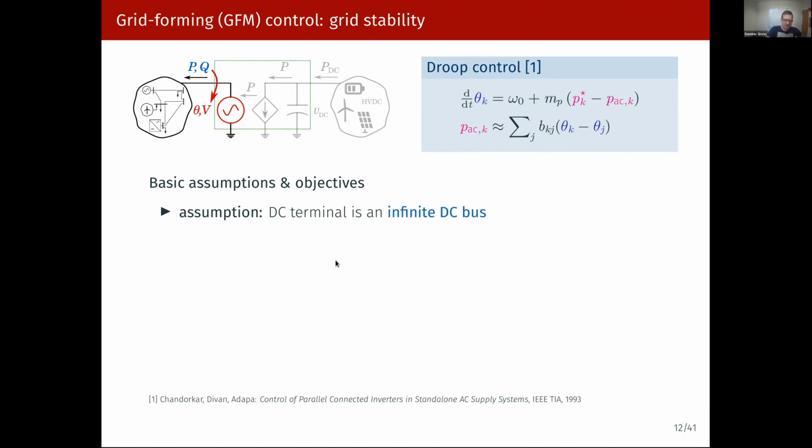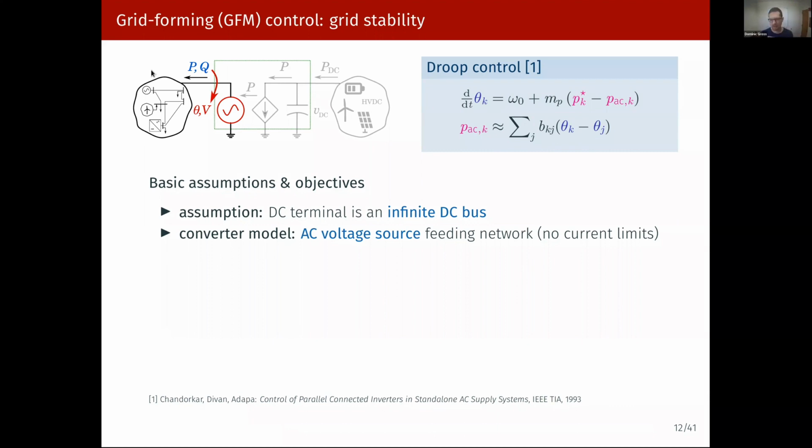So the assumption here is then that the DC terminal of the converter is an infinite bus from which I can draw whatever power I want, and the DC voltage doesn't change. The converter model is basically that you model it from the system point of view as an AC voltage source that's feeding power into the network, and there are no current or power limits. And then the objective would be, let's stabilize the AC network at the desired operating point.